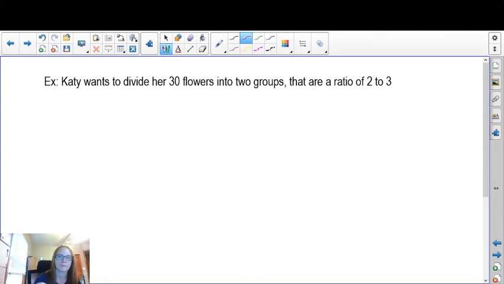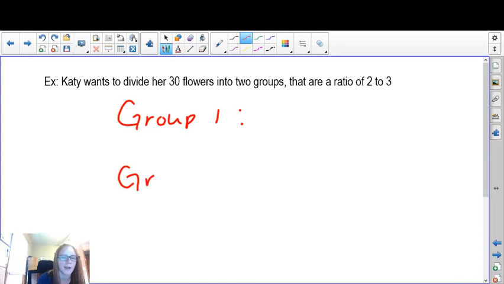So we know we have group 1, and I'm going to write out the word group because that looks weird. And we know we have group 2. We know that they go in a ratio of 2 to 3. 2 comes first, so that means I'm going to have 2 of something in group 1.